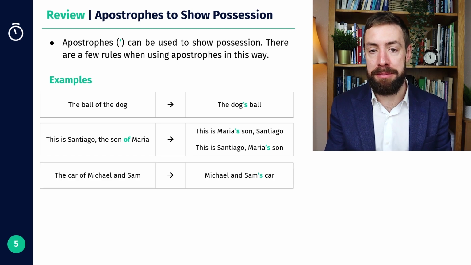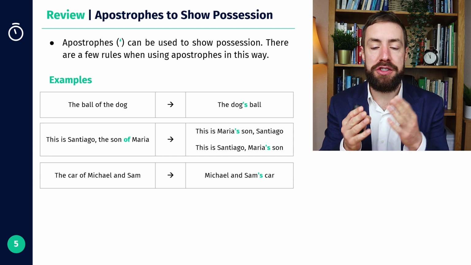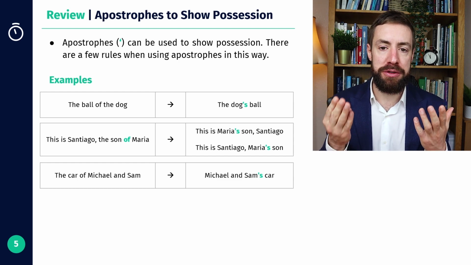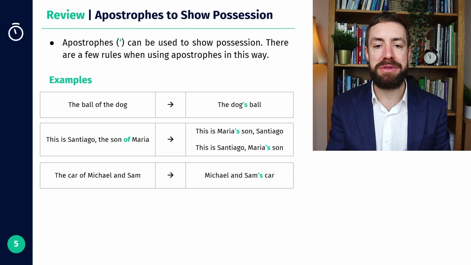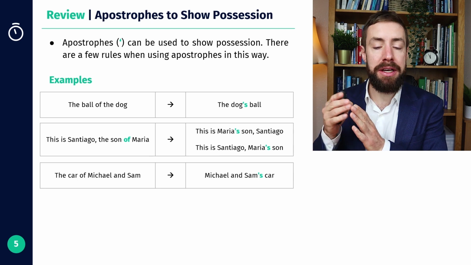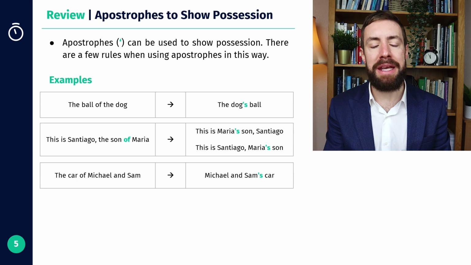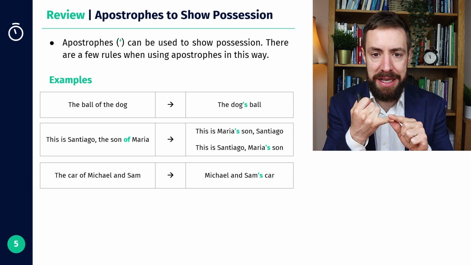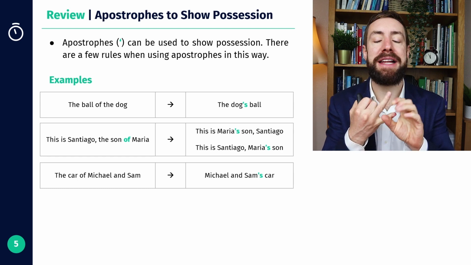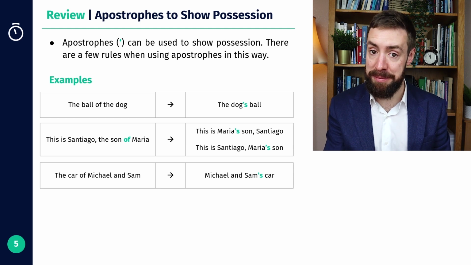Now, this one is a bit more complicated. This one is the car of Michael and Sam. So the car has two owners. Owner number one, Michael. Owner number two, Sam. So it's Michael and Sam's car. Or you could say Sam and Michael's car. Either order is fine, but the important thing is that we don't say Michael's and Sam's car. We say Michael and Sam's car. So the apostrophe goes on the second name.